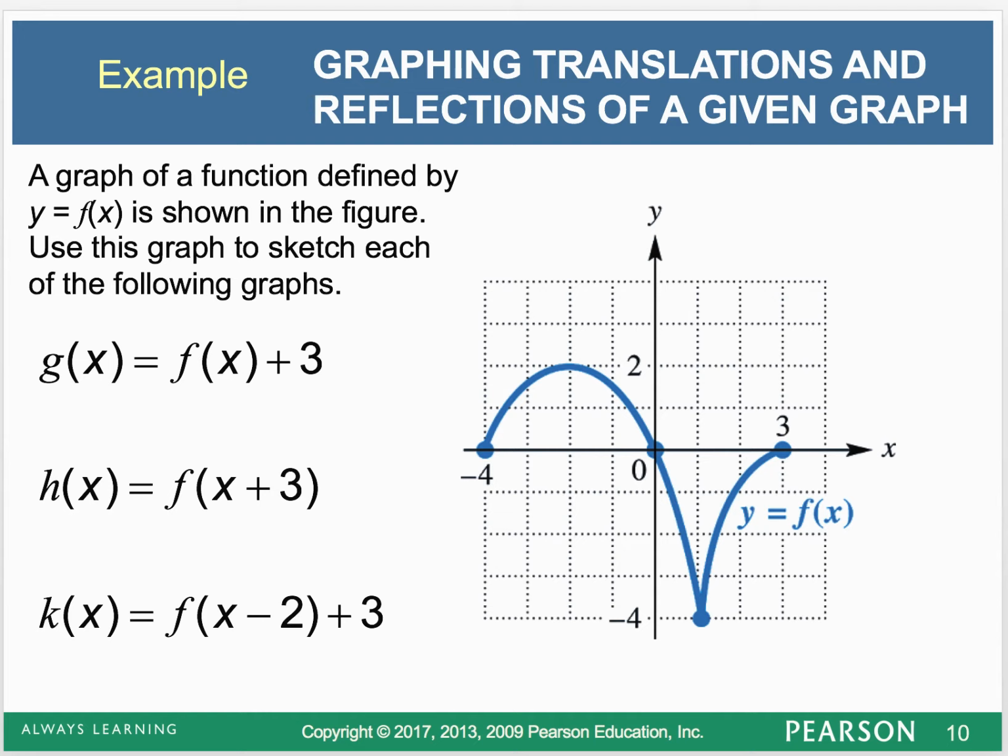All right, one more. This one has 2 operations, a horizontal and a vertical slide. So we'll move every point to the right 2, because we do the opposite when it's inside with the x, to the right 2 and up 3. 1, 2, 1, 2, 3, for each point. And then draw in the same shape, if we can.